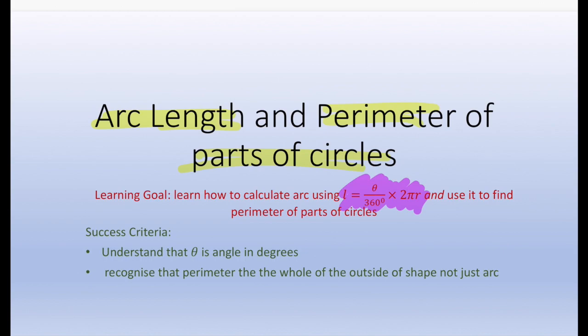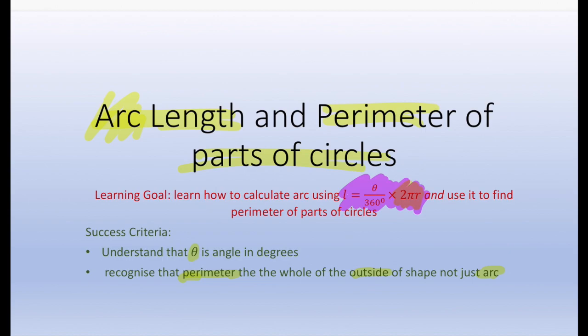Now you will notice that this part is the circumference of a circle, and the reason for that is that an arc is a part of a circle. One thing that we need to learn to succeed is that theta, this Greek letter, means angle. So it could be 30 degrees, 40 degrees, 50 degrees, whatever. Also recognize that perimeter is the whole of the outside of the shape, not just the arc. So we'll get into that very soon.